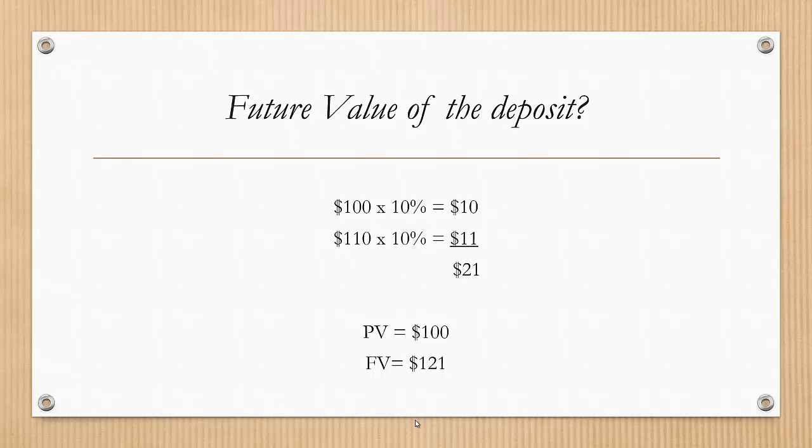The first year, your deposit would have earned 10% interest, so it would have earned $10. You would then have $110. The second year, your $110 would earn $11 in interest. You now have a total earned interest of $21. Therefore, at the end of the second year, the value of your deposit would be $121. How did your answer compare?